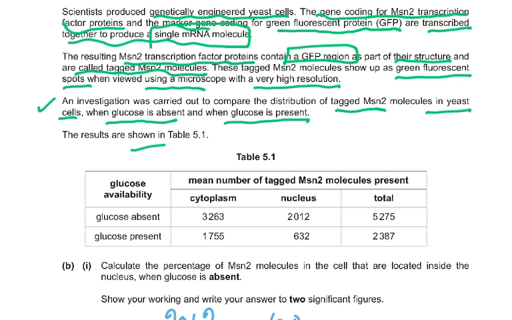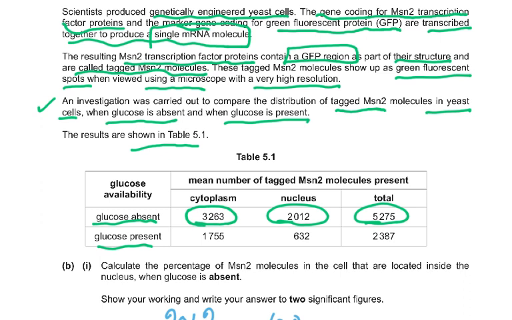The results are shown in Table 4.1. Glucose availability: glucose absent, glucose present; mean number of tagged MSN2 molecules. When glucose is absent, the mean number of tagged MSN2 molecules is 3263 in the cytoplasm, 2012 in the nucleus, and a total of 5275.